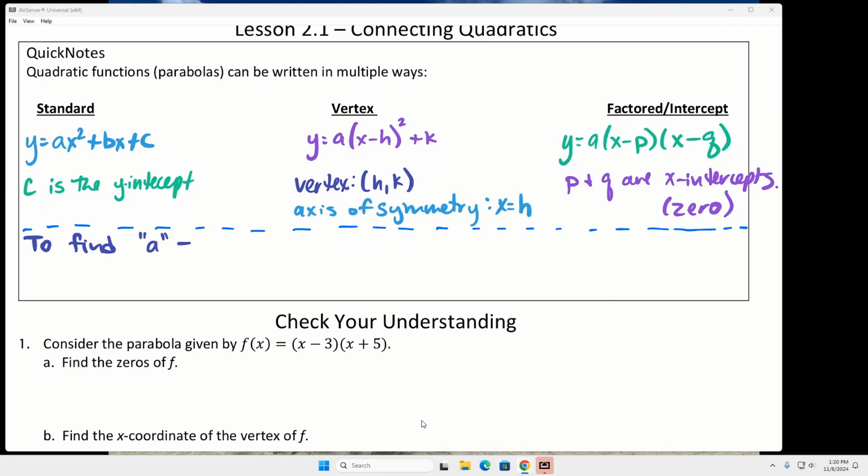one thing is you can plug in an extra point for x and y and solve for A. That's probably the one you'll do the most.